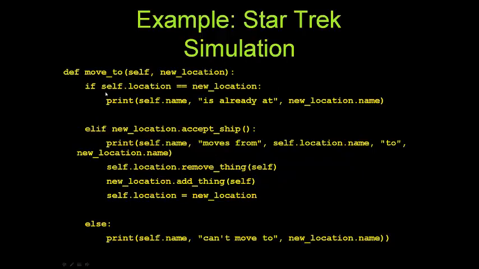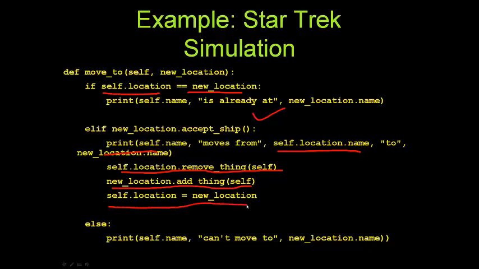So move to: if you're already at a new location, then you don't do anything. Otherwise, you print move from the current location to the new location. You remove yourself from the current location, you add yourself to the new location, and you set your location to the new location. Otherwise you cannot move.